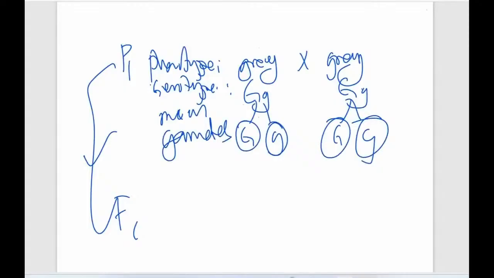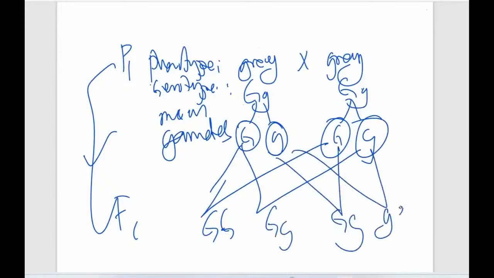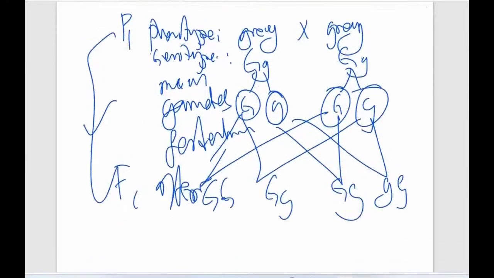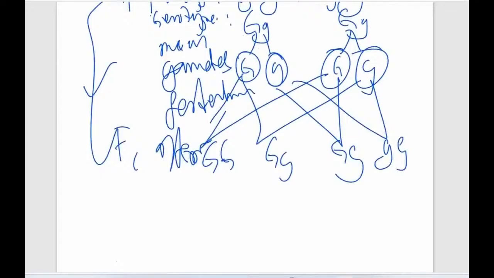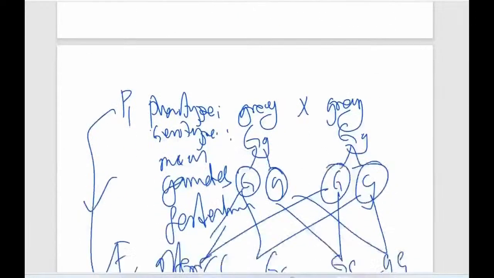Then you can use the Punnett square or you can just cross. This and that is capital G capital G, that and that is capital G small g, that and that is capital G small g, and that is small g small g. This is fertilization, and these are the offspring. We give you some ticks there, but the compulsory mark is for showing the percentage chance of having ebony.